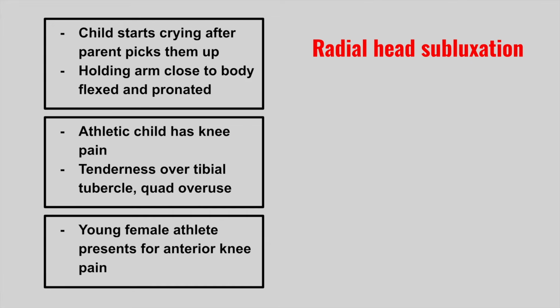Next, we have an athletic child that has knee pain, and there's tenderness over the tibial tubercle, and it's often due to quadriceps overuse. So this is called Osgood-Schlatter disease. And the key word here is the tibial tubercle tenderness.